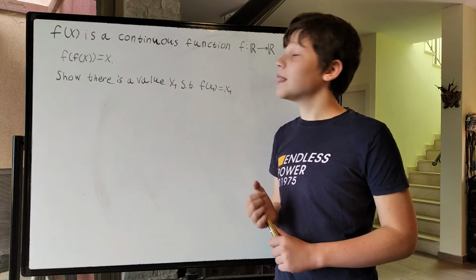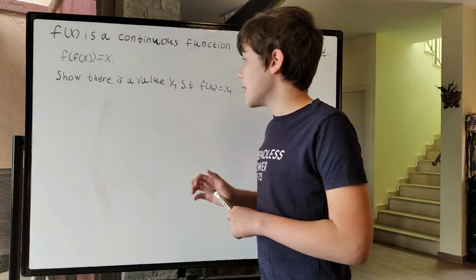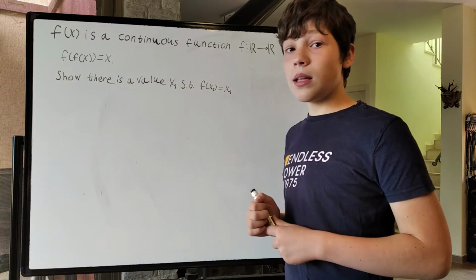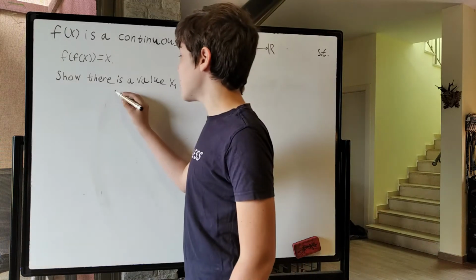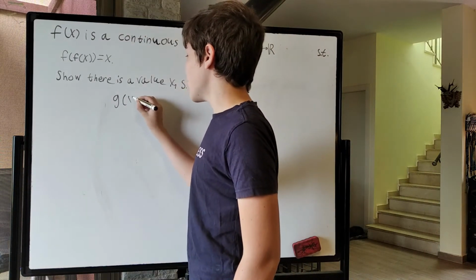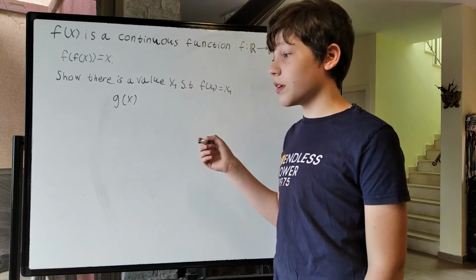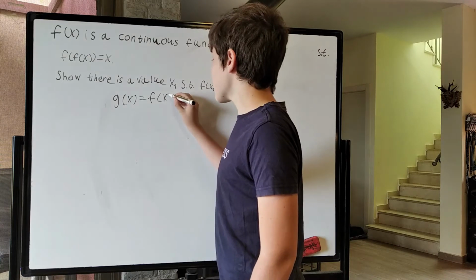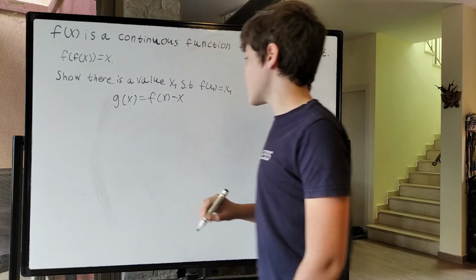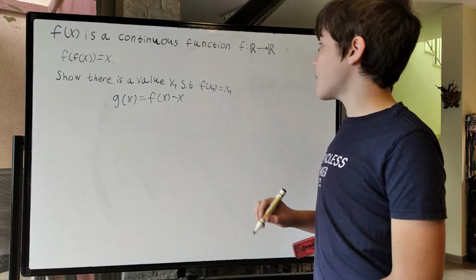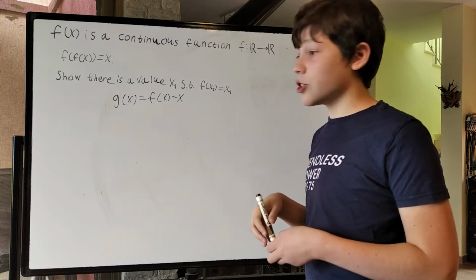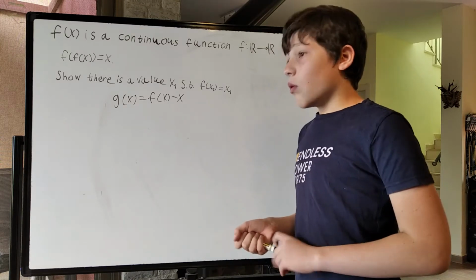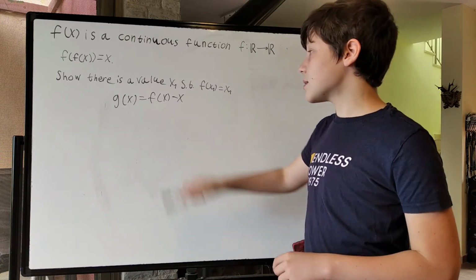So let's see. What we're going to do is make a new function. Let's call it g of x. So g of x, you'll soon see why we define this function to be this way, is f of x minus x. Now, because f of x is continuous, then obviously just subtracting x will make it continuous. I won't do a rigorous proof of it, it is pretty intuitive.